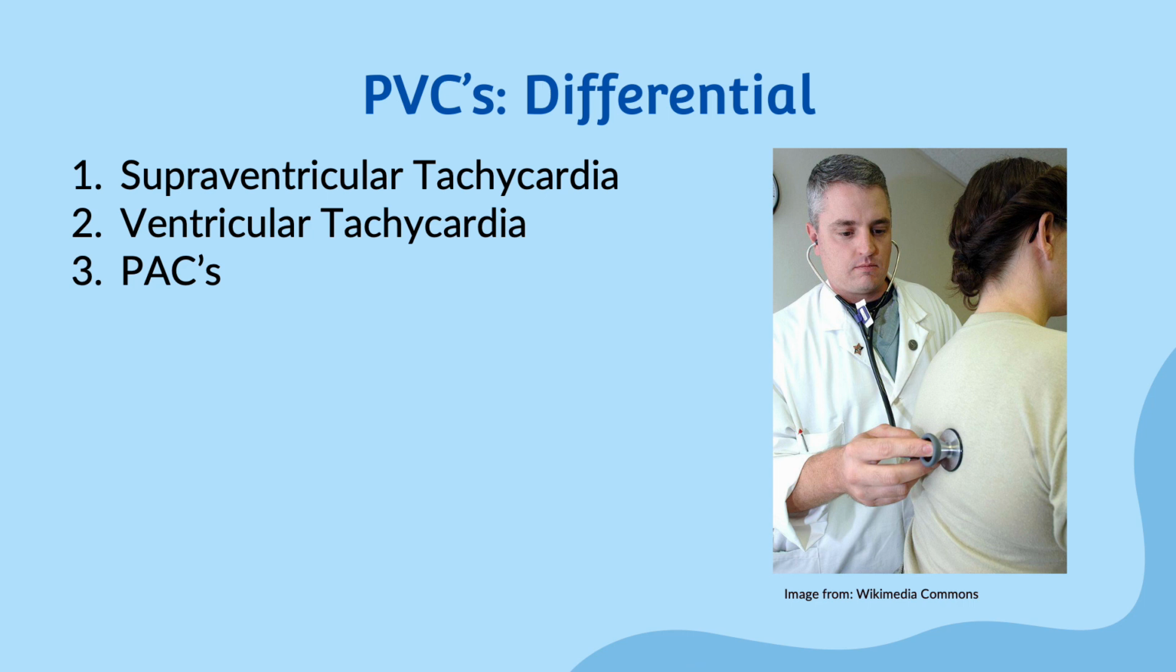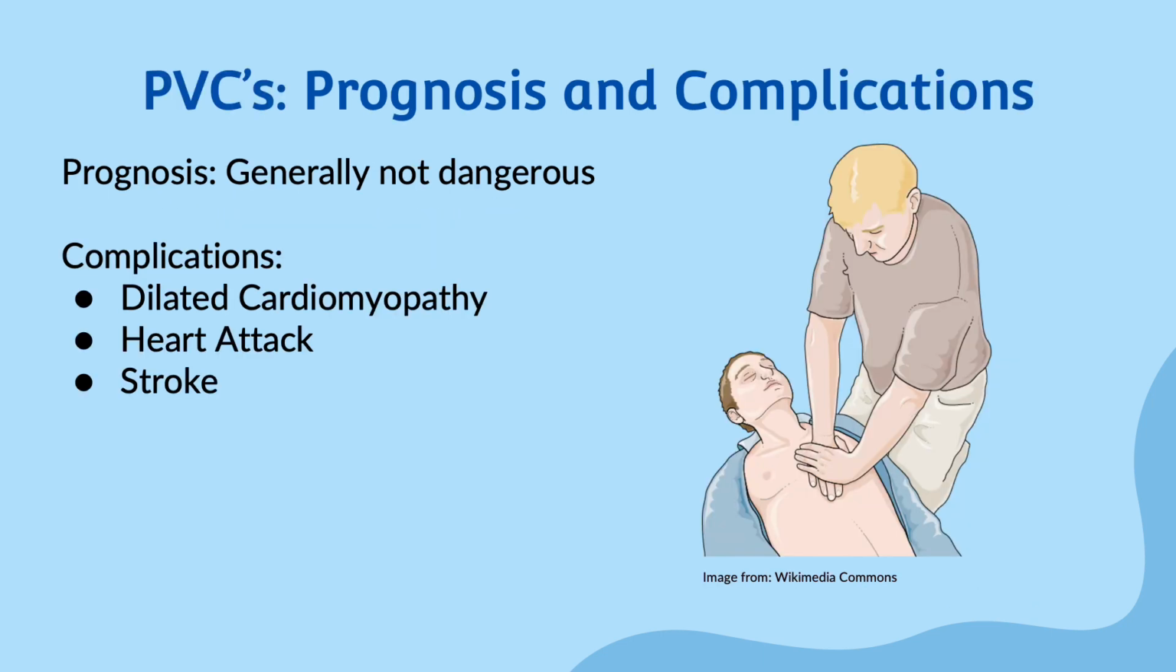It's important to consider the differential diagnosis when evaluating PVCs. Other conditions that can cause similar symptoms include supraventricular tachycardia and ventricular tachycardia, as well as premature atrial contractions. Therefore, it's crucial to obtain a thorough history, physical exam, as well as an EKG to distinguish PVCs from these other conditions. The prognosis for PVCs depends on the underlying cause and the severity of the symptoms.